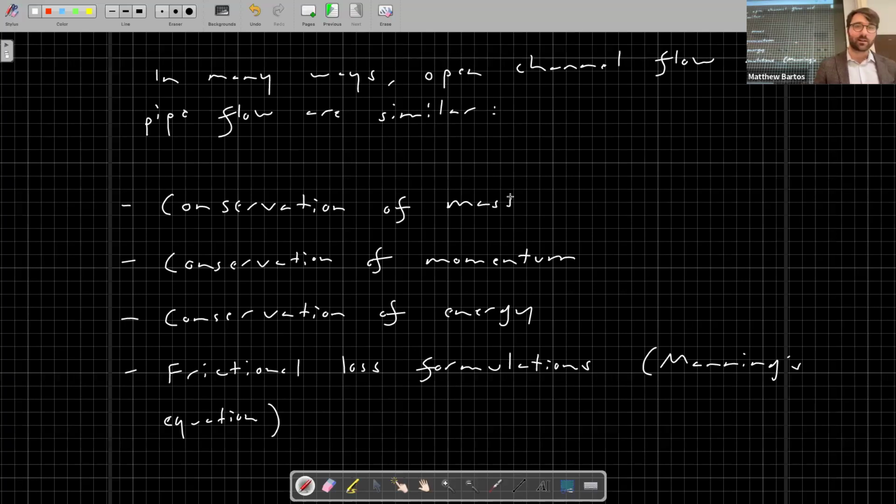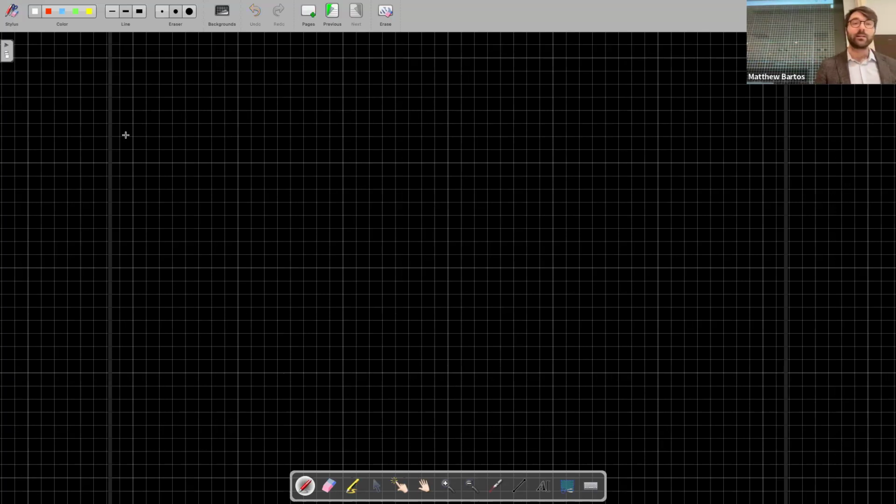So first, let's talk about this first subject, conservation of mass. And let's look at pressurized pipe flow and open channel flow and see how conservation of mass is the same and how it's different for pipe flow and open channel flow. First, let's take a look at pipe flow. Let's say we have a pipe.